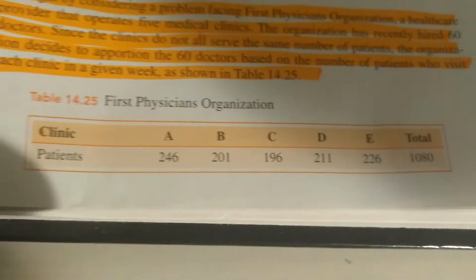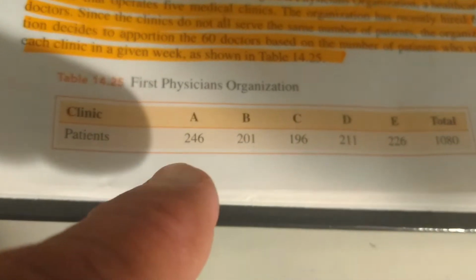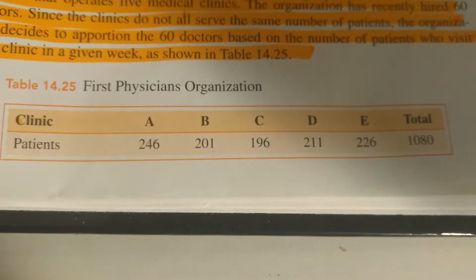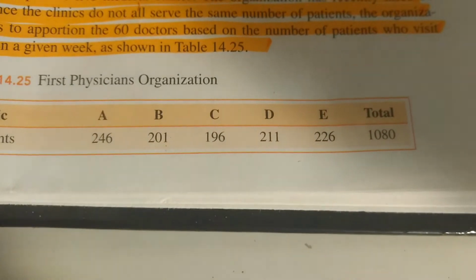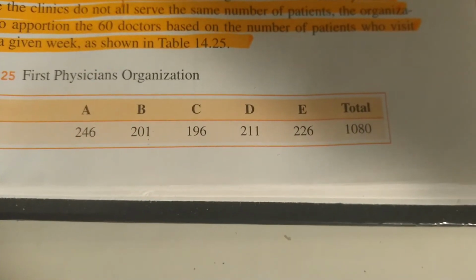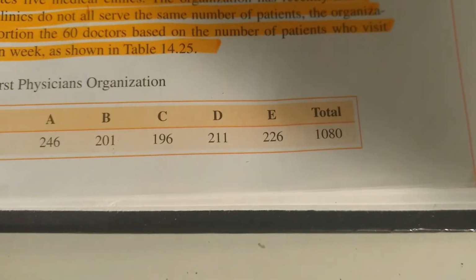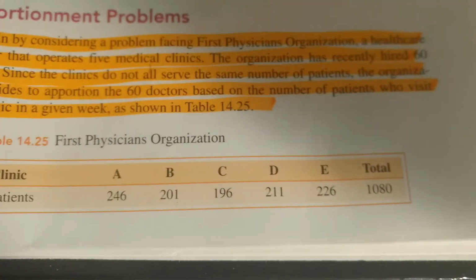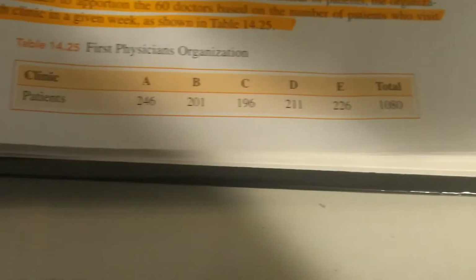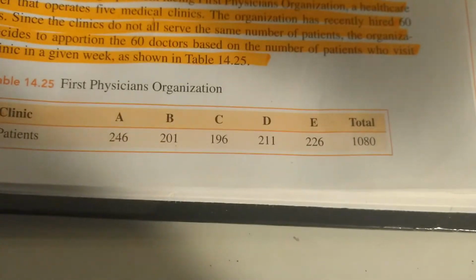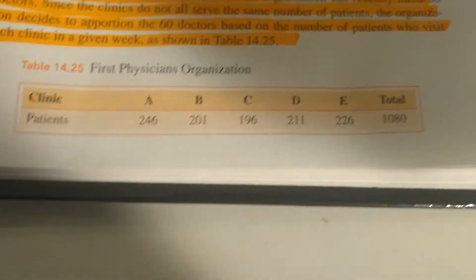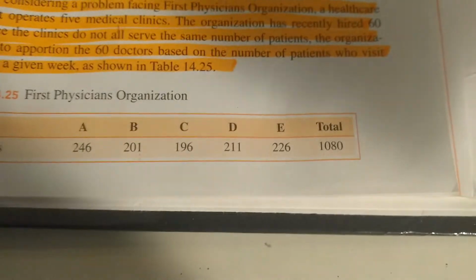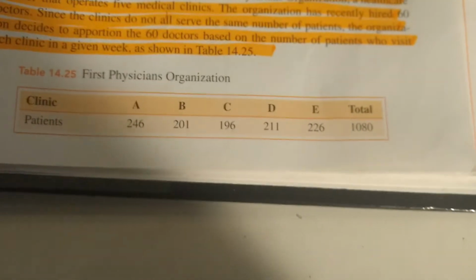This table right here shows, in a given week, there were 246 patients at Clinic A, 201 at Clinic B, 196 at Clinic C, 211 in Clinic D, 226 in Clinic E. Total 1,080 patients for the week between the 5 clinics. So this is your math right here. Now remember, they don't want to evenly distribute the doctors, because then a clinic that doesn't serve as many patients might have a doctor standing around. They want to apportion the doctors fairly so that each clinic gets the number of doctors they deserve.